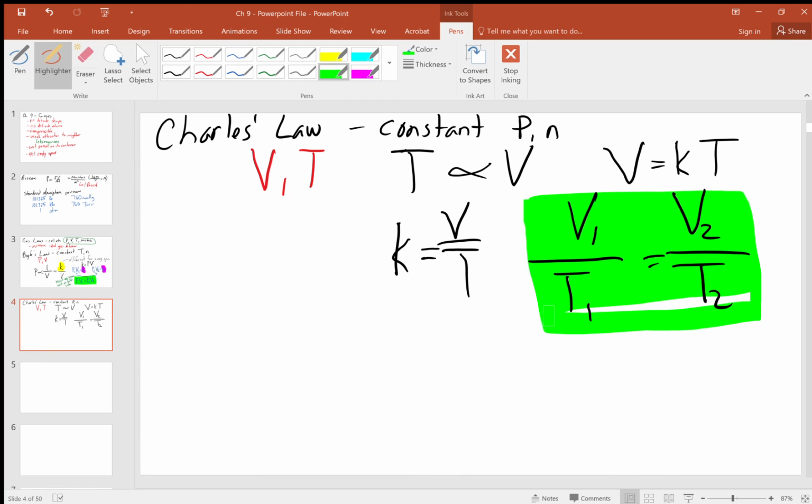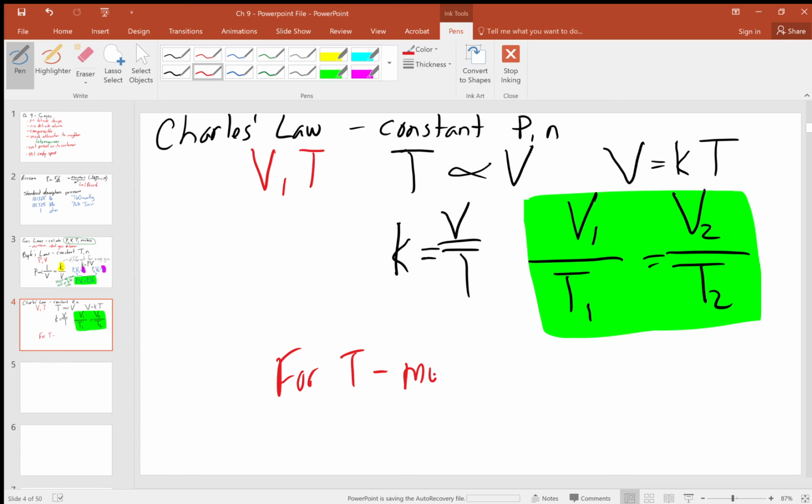Now what about units? Can we use any unit again? Well, for volume, yes. Just like with Boyle's law, you can use any units you want for volume. But for temperature, you must use Kelvin.